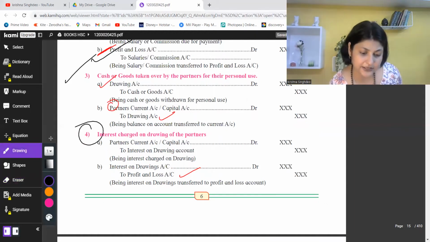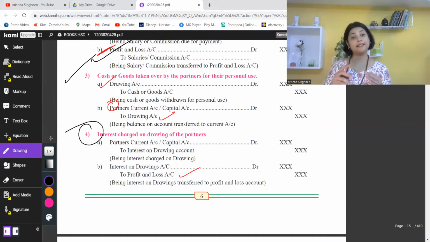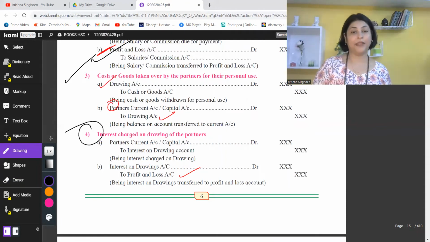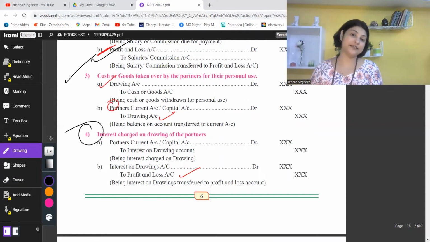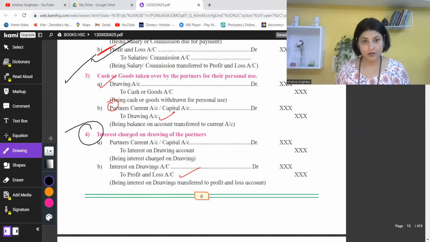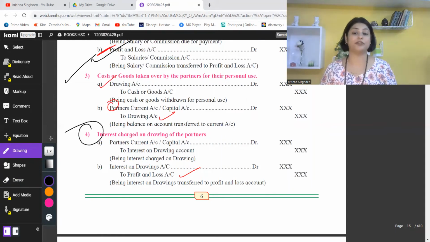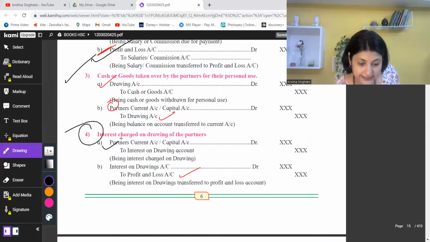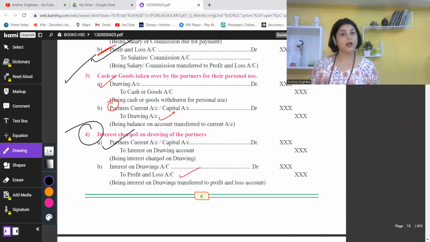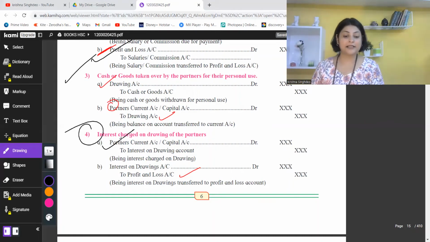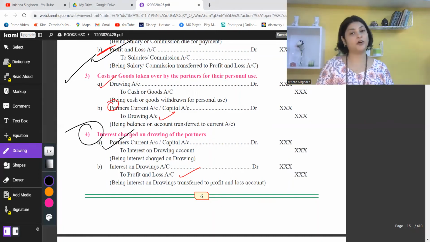So if I charge interest on the drawings of the partner, what is this? Think from the firm's point of view. From the firm's point of view, it is an income for the firm. And where is it going to be written? It is obviously going to be written in the profit and loss account, and it is an income. That is why it will be credited to the profit and loss account. You can see over here, this is the opening entry, partners' current account or capital account. If you are doing fluctuating capital, no current account is maintained, so only the capital account is going to come. Partners' capital account debit to interest on drawings account.